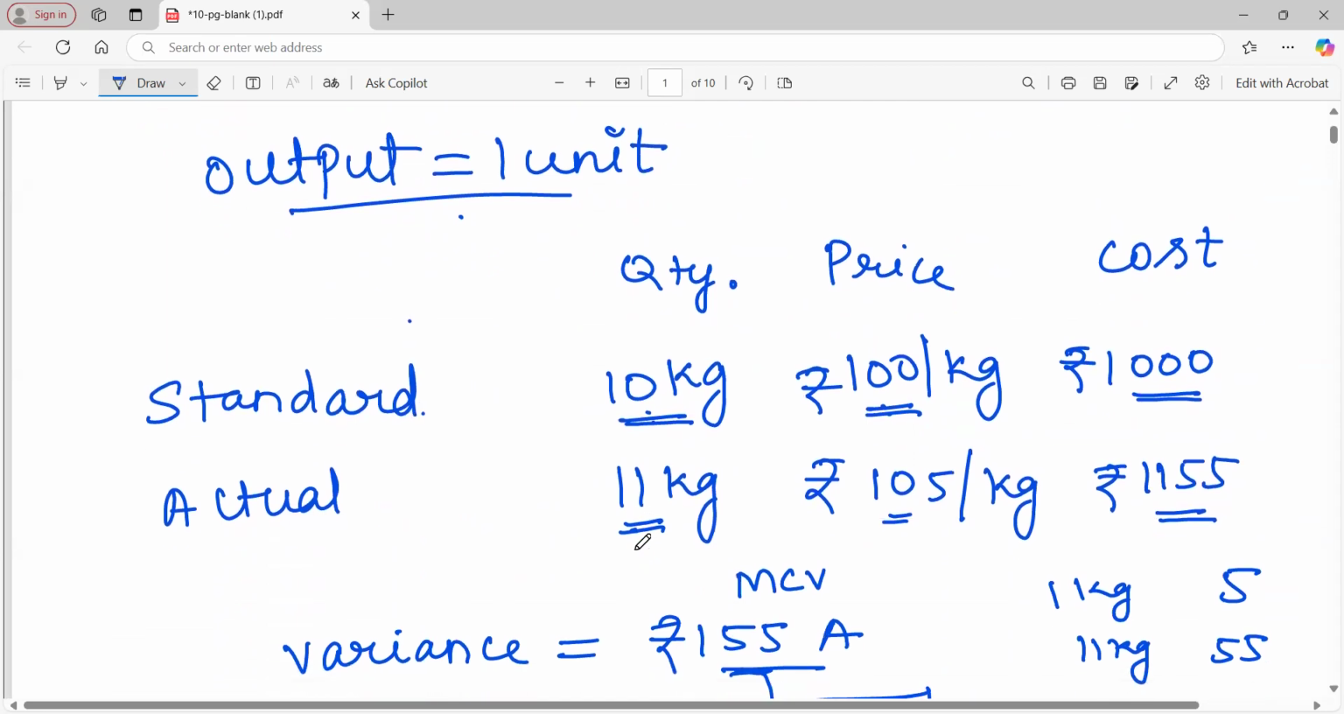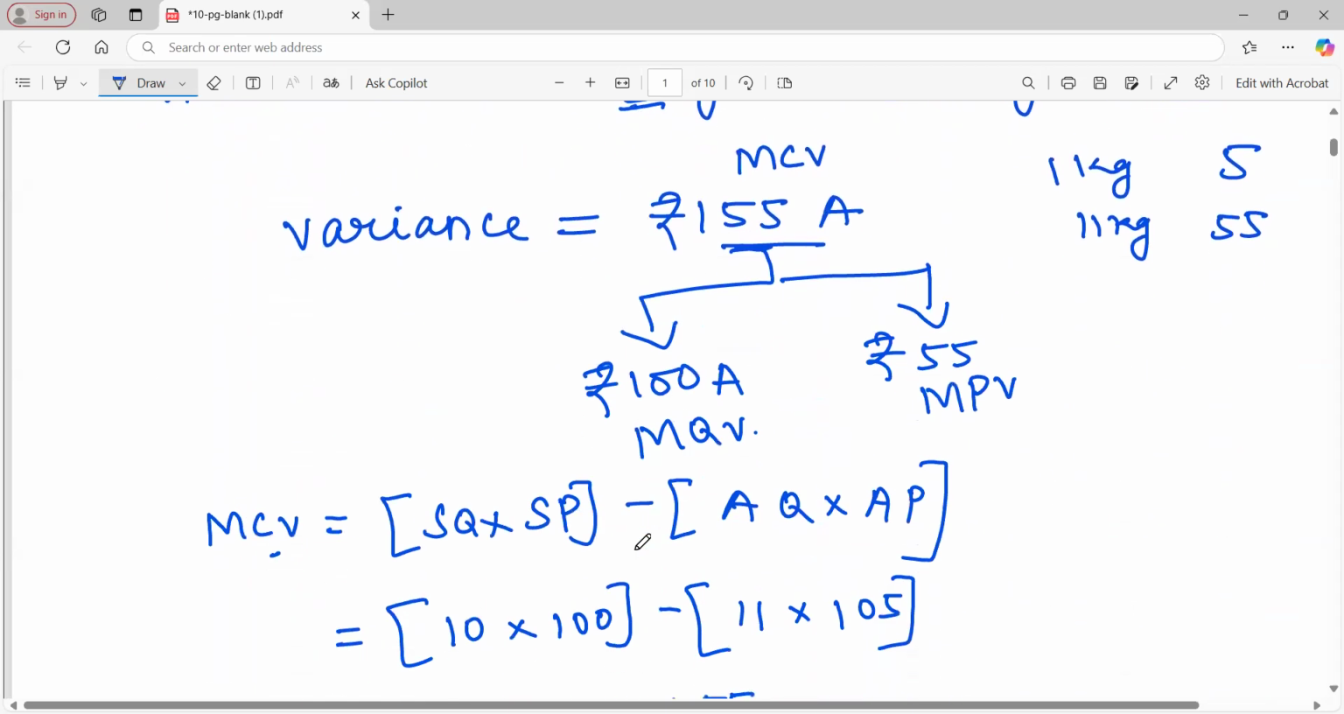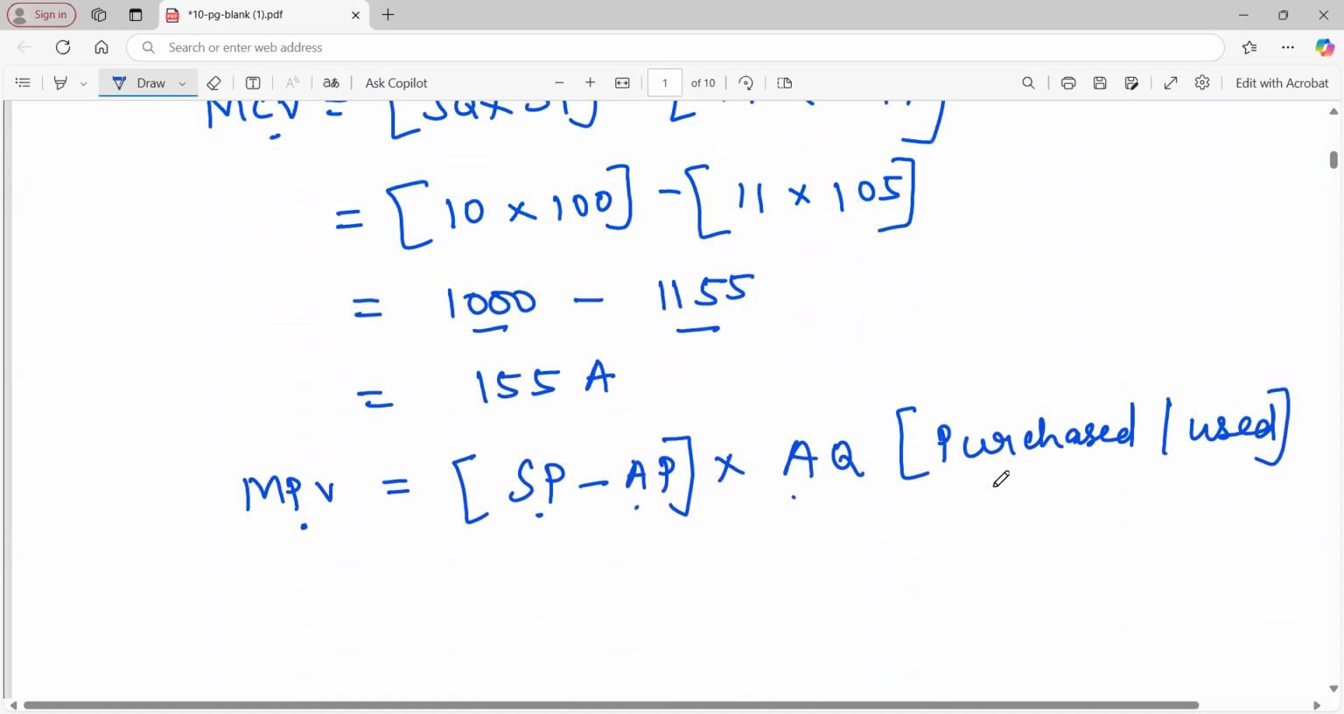But in some cases, the actual quantity purchased could be different from the actual quantity used. In such cases, we can use either purchased or used, but both figures will give us different answers. We will get back to this while solving a proper numerical example on material variances. Since in this question the actual quantity purchased is 11 kg and the actual quantity used is also 11 kg, it will not affect our answers.